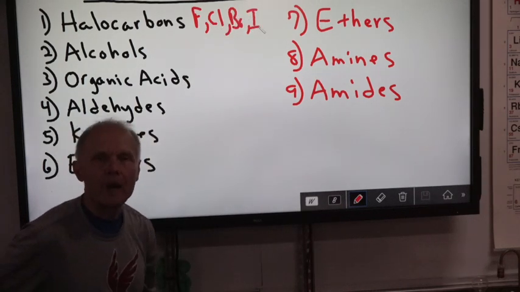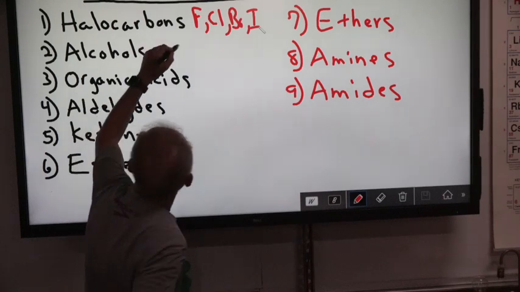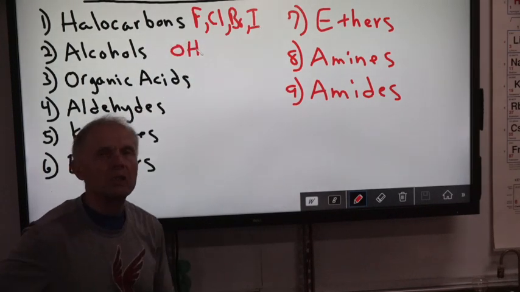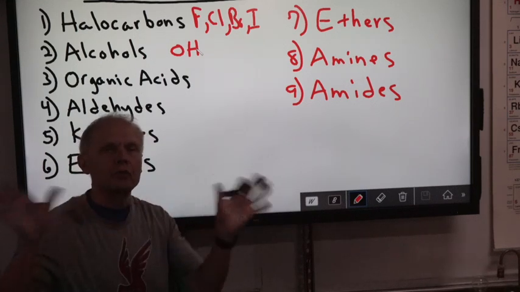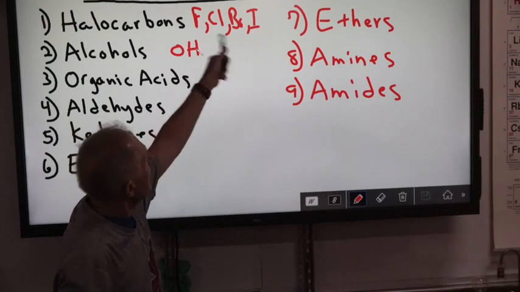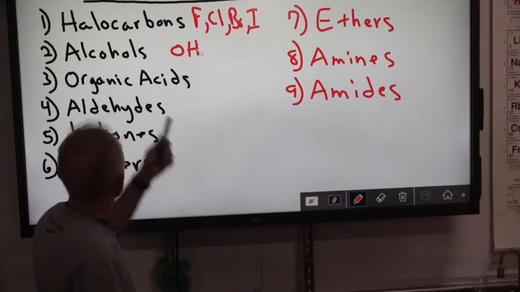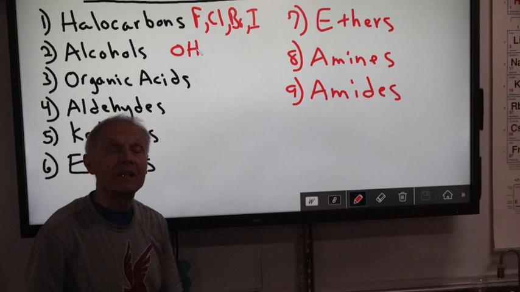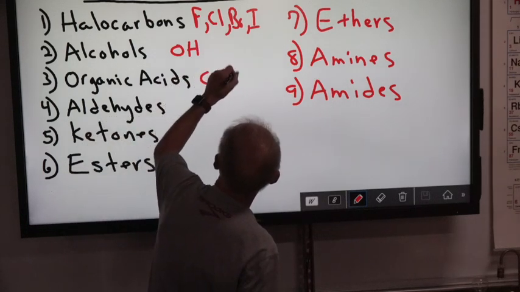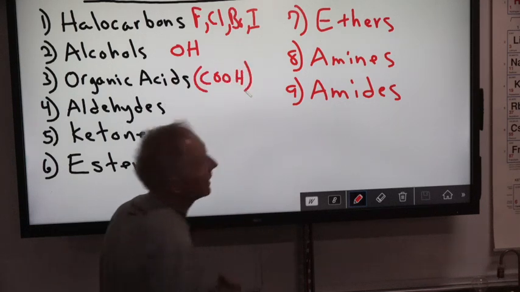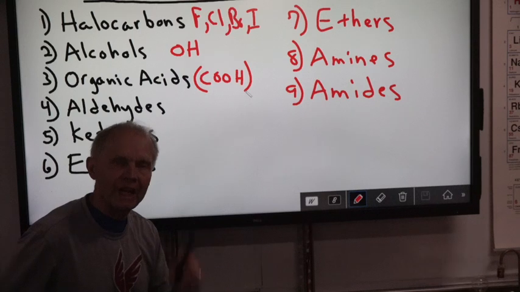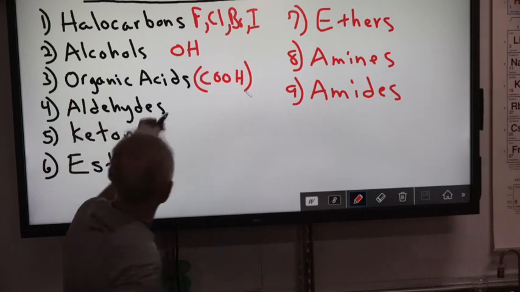Alcohols, the hydroxy group, OH. And don't forget, halocarbons and alcohols, those functional groups can be anywhere. The OH could be anywhere on the carbon chain, and the halogens can be anywhere in the carbon chain. But for organic acids, remember, it's COOH, and it always has to go at the end. And aldehydes, that's CHO, that always has to go at the end.